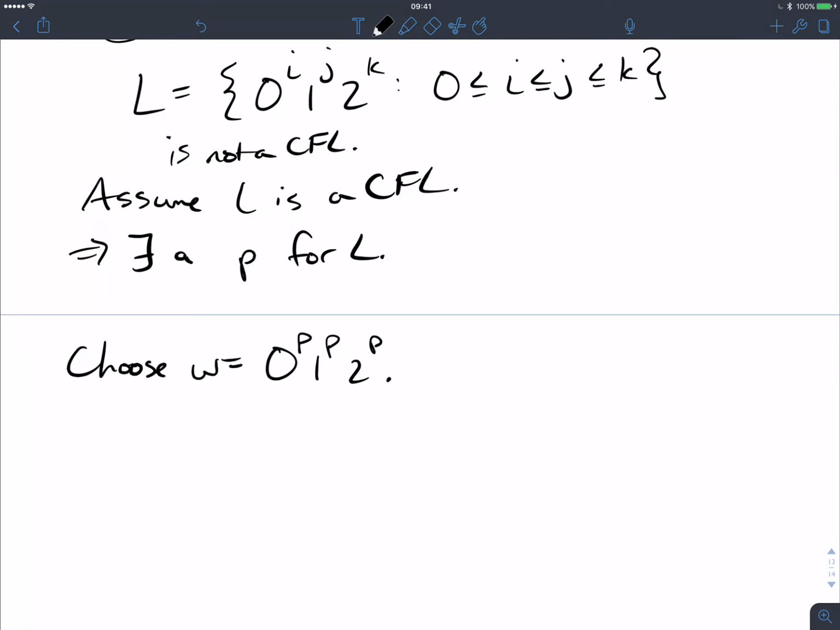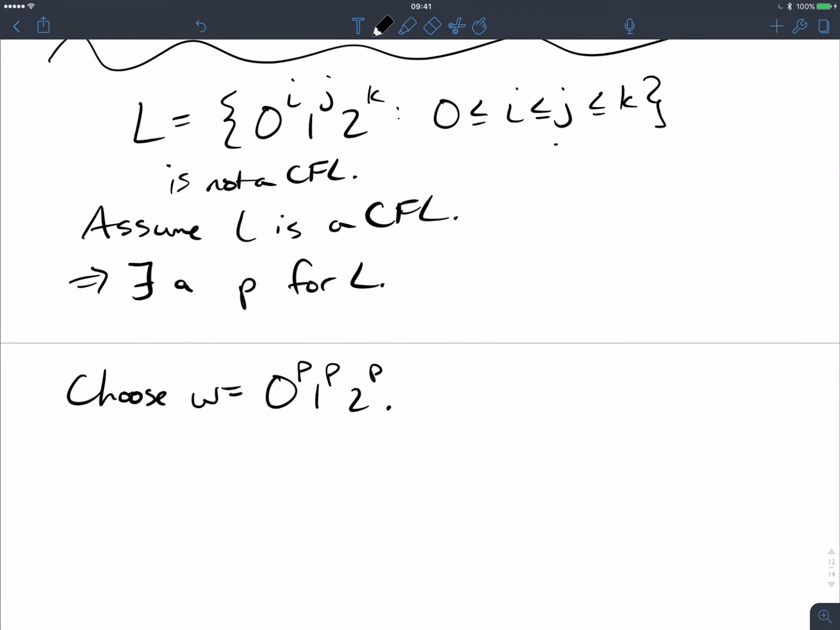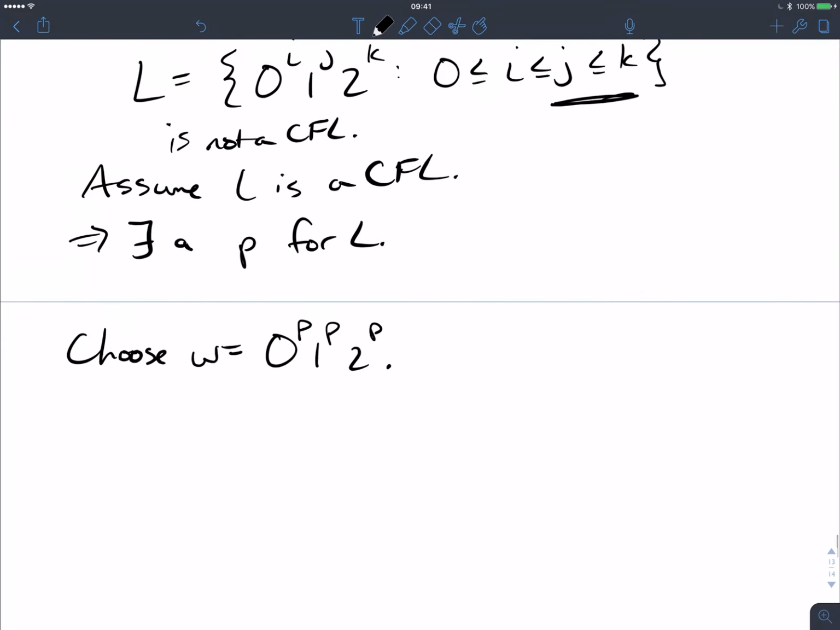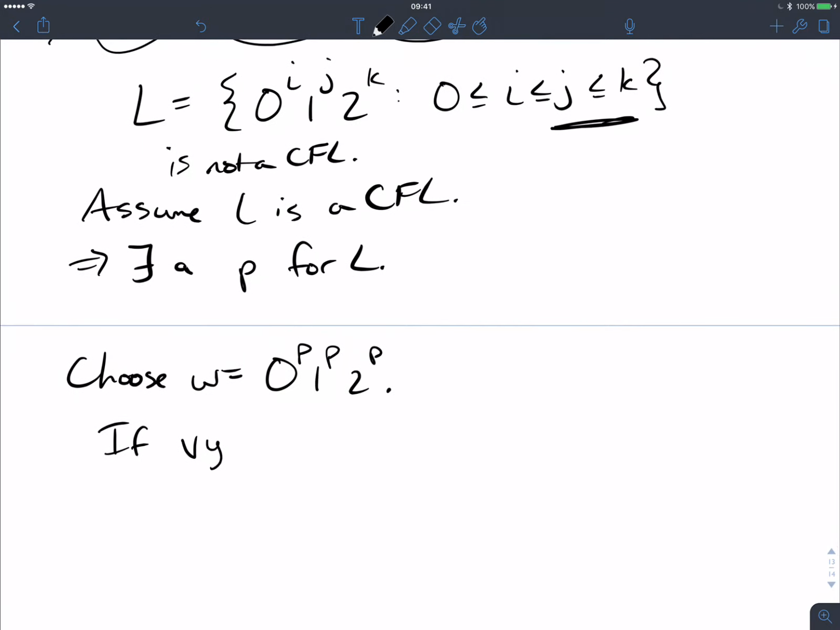It may be problematic if we just use the proof from before, which was pump up in every possible case, because if V, X, Y are either in the ones or the twos part, and I put more characters in, then I still didn't violate the I less than or equal to J condition, or the J less than or equal to K condition. But what could I do instead? Pump down. Okay. Well, let's see. If V and Y, no, that's fine. So what's an easy proof of this?